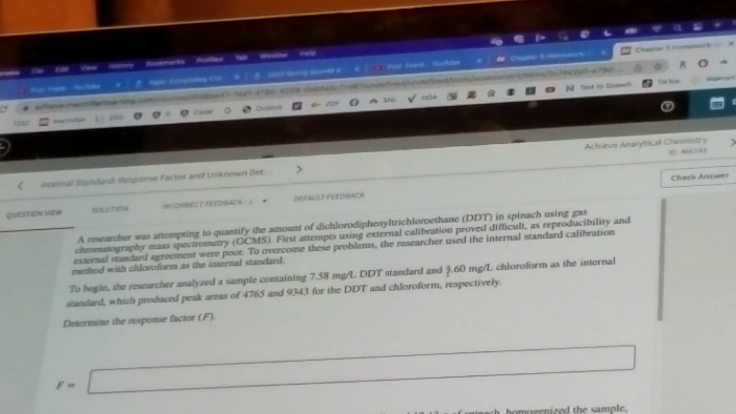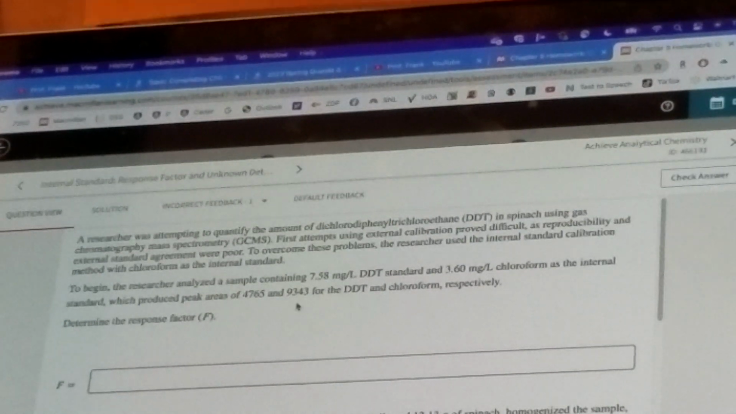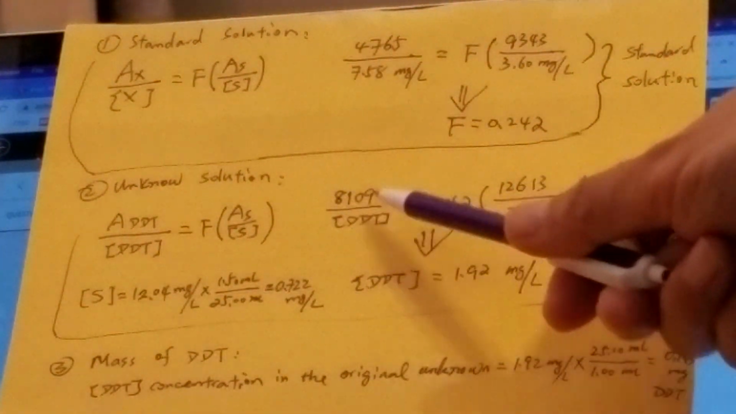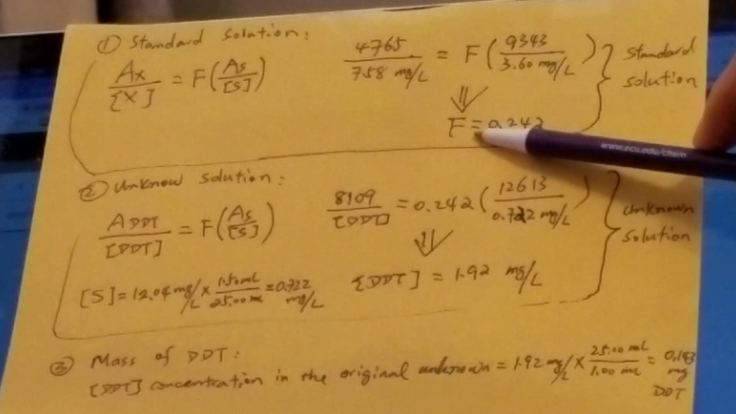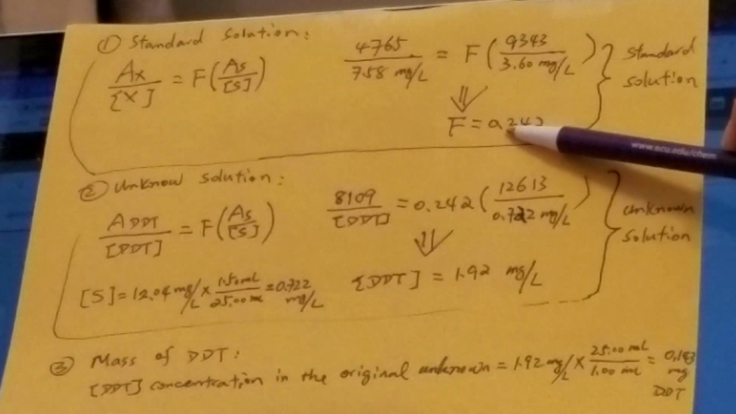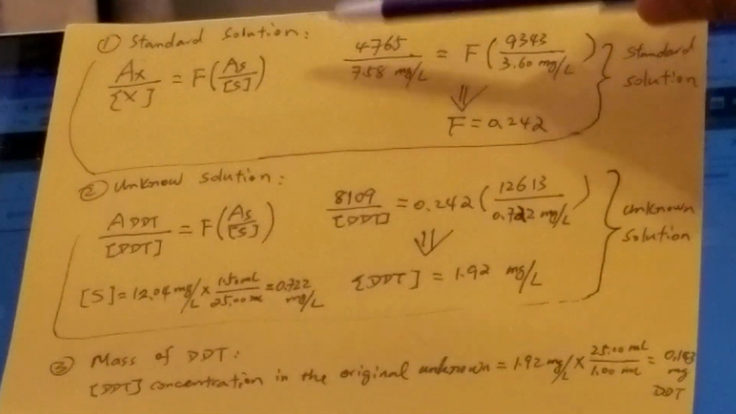The internal standard is 3.6 milligrams per liter. And then you see the peak areas are those two. So all four pieces of information can be found right here: 1, 2, 3, 4. And you need to know which one is which, of course. You use that information, okay? And then you can find out the response factor. That's F equals 0.242 for this particular question.